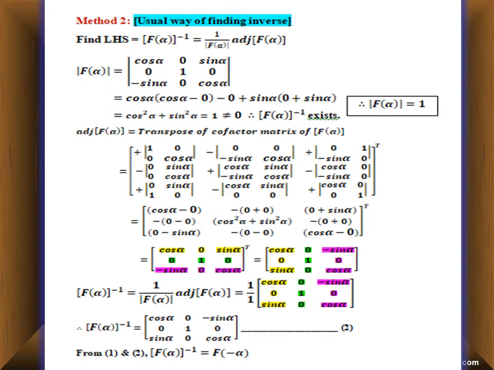As usual, you get the values of adjoint f of alpha. Then you substitute in f of alpha the whole power minus 1. That is, we are getting cos alpha 0 minus sin alpha, 0 1 0, sin alpha 0 cos alpha. So thus we get that the left hand side and right hand side are both equal, so that we can say that f of alpha the whole power minus 1 equals f of minus alpha.